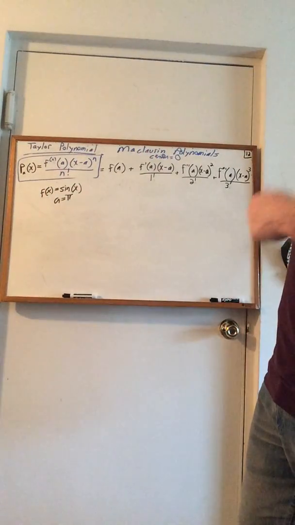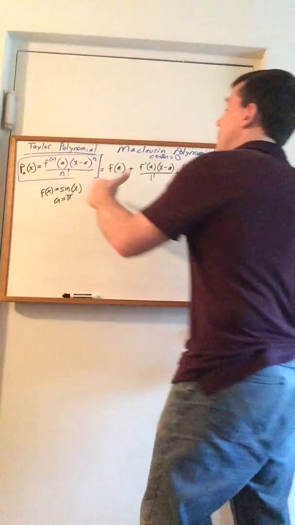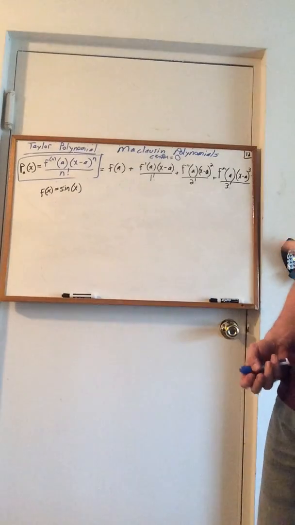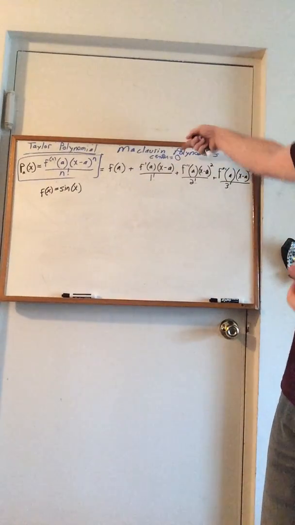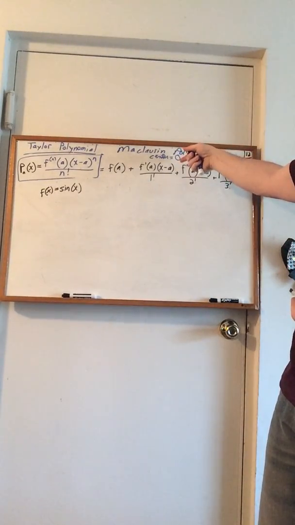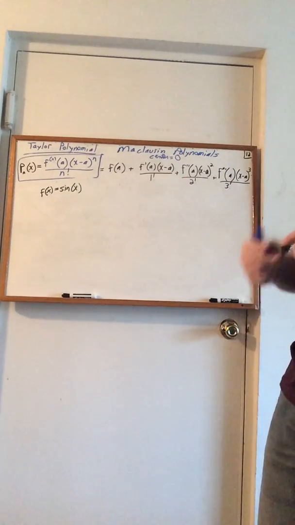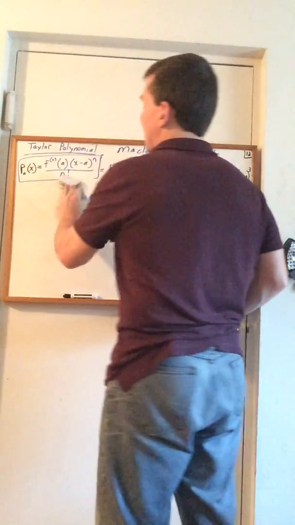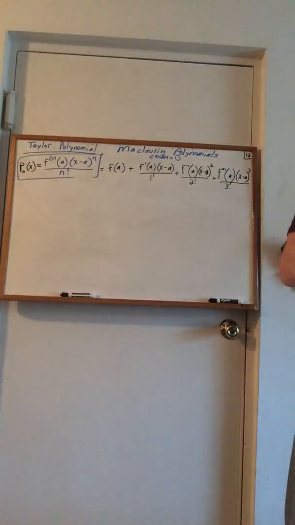Or you'll be told, find the Maclaurin polynomial for sine of x, and then you're generally not told the center because the assumption is if it's a Maclaurin polynomial, the center is 0. But be aware, this is a skill you need to have. It's one of the fundamental things you get out of Calc 2. So we're going to do that right now.